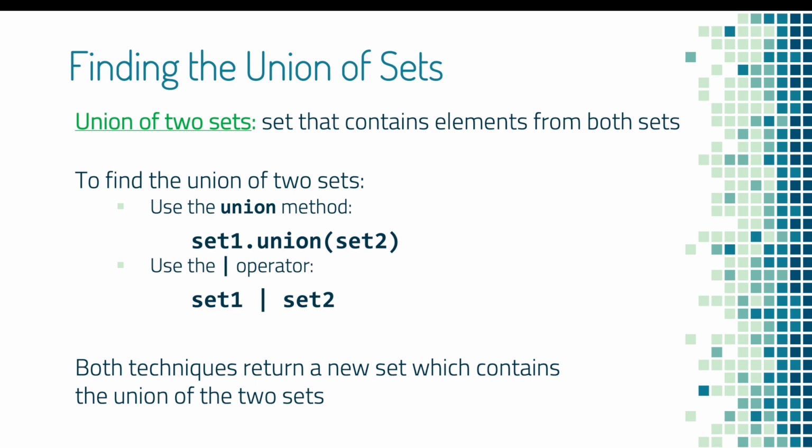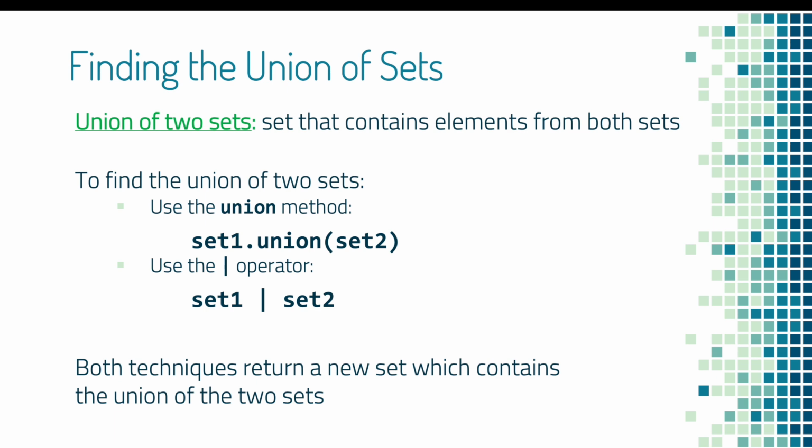Now, the important thing and the power of sets is their ability to work with other sets. Specifically, you can find a union of two sets. What this means is this set contains all the elements that are from both sets.